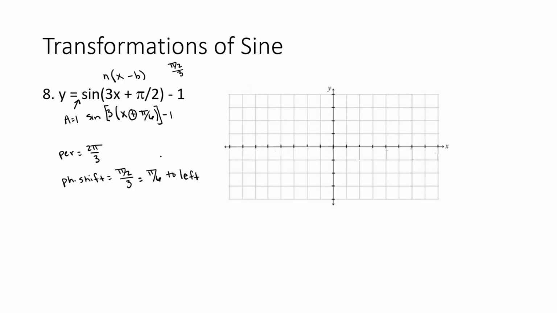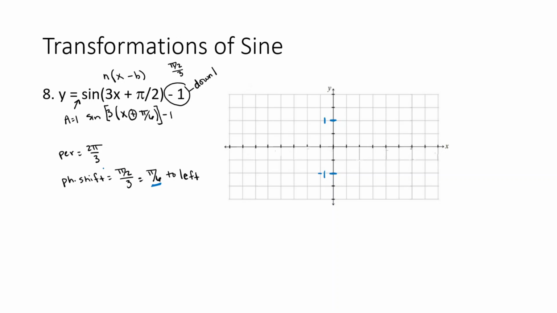Okay, and then we're going to deal with this minus 1, which means I'm going down 1. So I'm going to do that at the end. So the first thing I want to do is mark my grid. Well, my amplitude is 1, so I'm just going to pick a tick mark to be 1 and -1 on my y-axis.